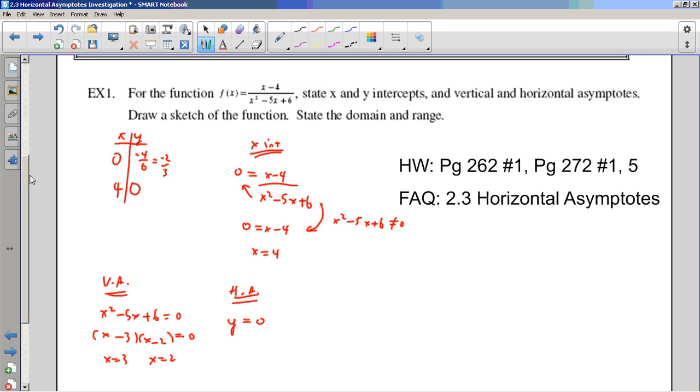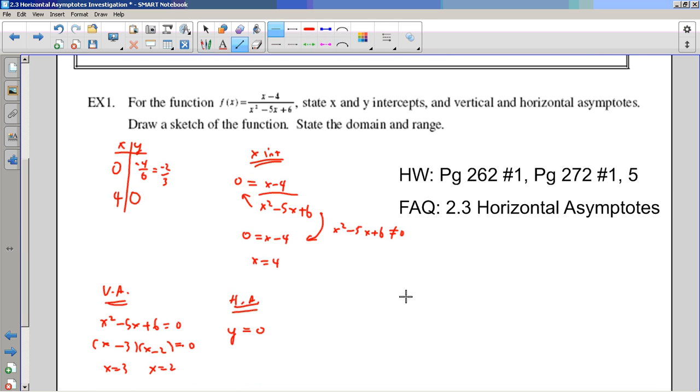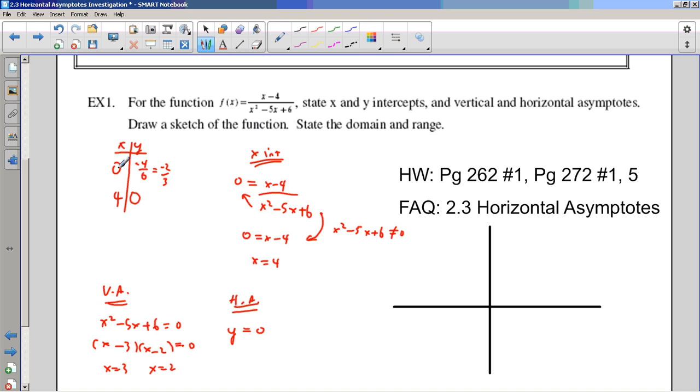Dandy. So what else do we have to do? Draw a sketch of the function, state the domain and range. All right, no problem. Sketch of the function. I have the y-intercept at 0, negative 2/3. There's a point there. And 4, 0. Vertical asymptotes at 3. I'm going to move over my y-intercept, just because I didn't realize that I had to squish 2 vertical asymptotes in there. Let me do that.